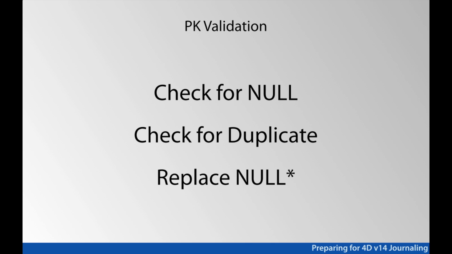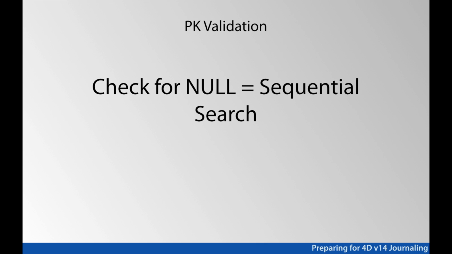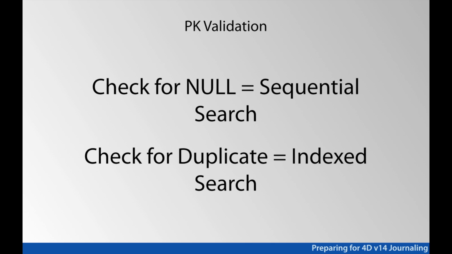I want to point out one thing before I do that. Checking for nulls is a sequential search on every single table in the database. So in other words, for every table in the database, 4D loads every record into the cache and checks to make sure none of them are null. Checking for duplicates is an indexed search. So for every table in the database, for every primary key field, we load the index and we make sure there's no duplicates.